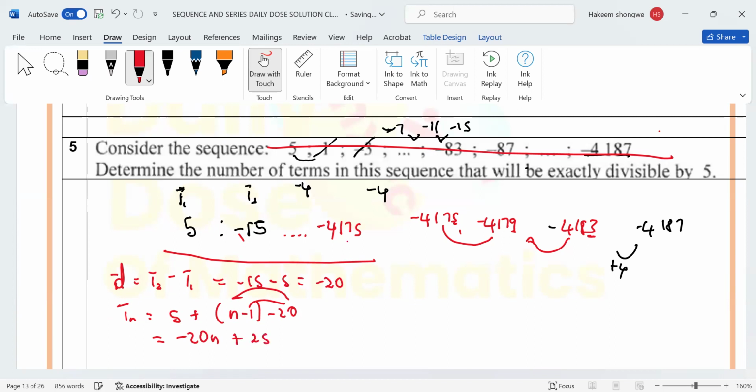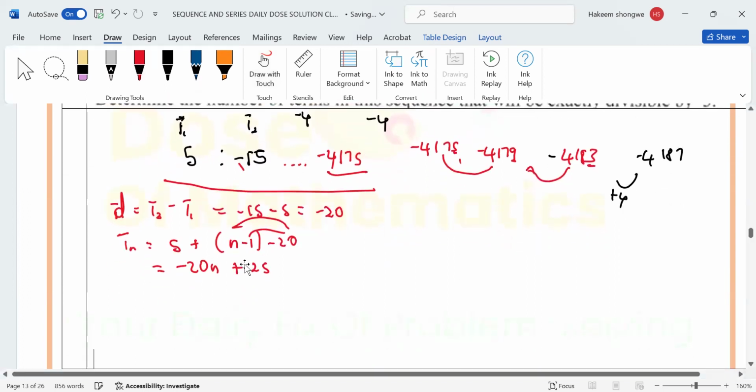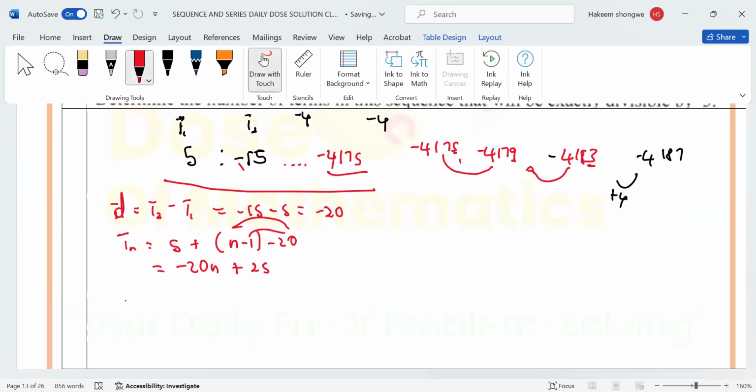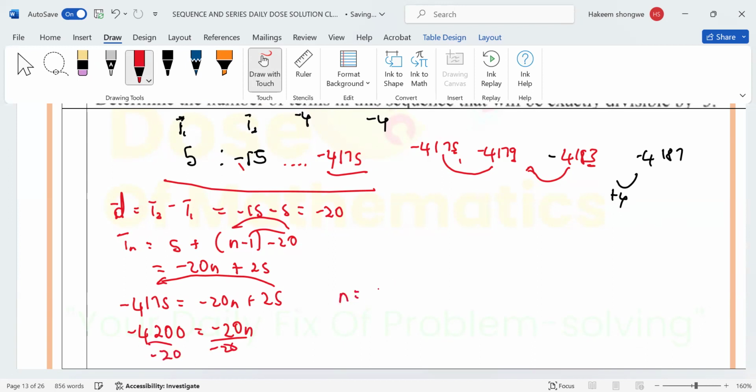And then now you know which one is the last term. What is the last term? You come and say we have minus 4175, which is going to be minus 20n plus 25. Take 25 to the other side, it becomes minus 4200, which is going to be minus 20n. Divide by minus 20, divide by minus 20. And then what do you get as your n? You get 210. So the number of terms that are divisible by 5 is 210.